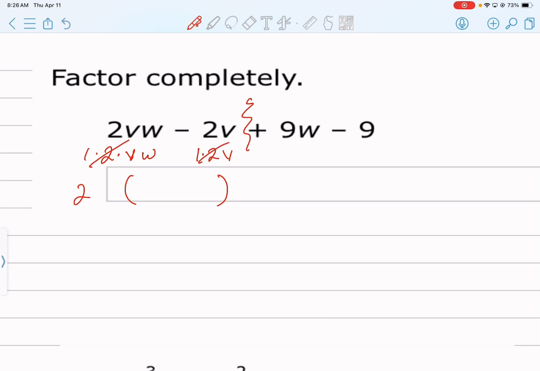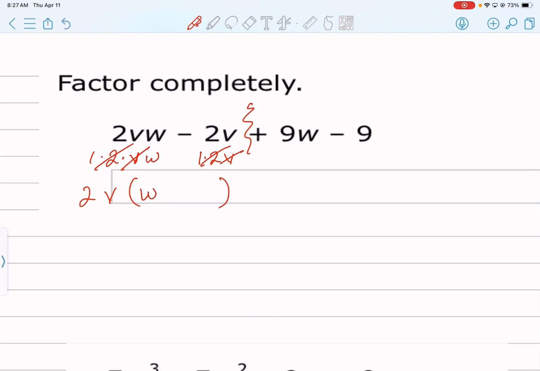What else is a common factor? Is it VW or just V? Just V, because W is not common. It has to be common. So it's just V. Now, can someone tell me what you have left? 1. So you don't have to put 1 W. You don't have to put it.